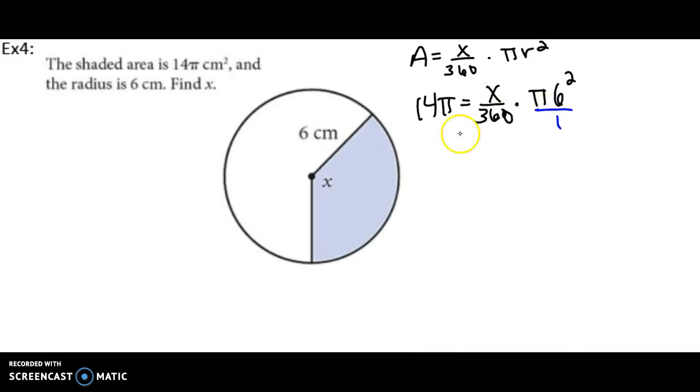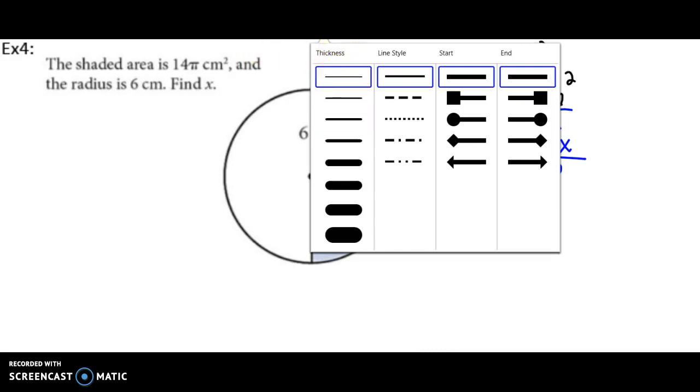over here. Multiply these straight across, so I can go 14 pi equals, so we have 36 pi x all over 360. Now there's a variety of ways to solve it from here. I'm doing it a little bit different than my online notes, so feel free to go look online if you want a different method of doing this.